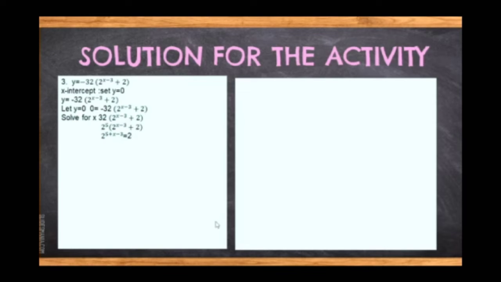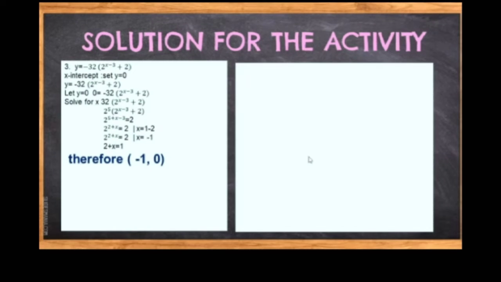2 raised to 5 plus x minus 3 is equal to 2. Since the base is 2, we just need to copy it. Then 2 raised to 5 plus x minus 3 is equal to 2. 2 raised to 2 plus x is equal to 2, because 5 plus x minus 3 is equal to 2 plus x. Then, since the exponent of 2 is 1, we just need to cancel the base. Then, bring down 2 plus x is equal to 1. x is equal to 1 minus 2. 1 minus 2 is equal to negative 1. Therefore, the x-intercept is at negative 1 and 0.